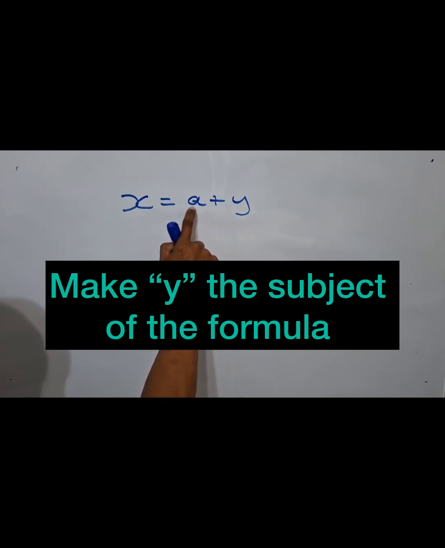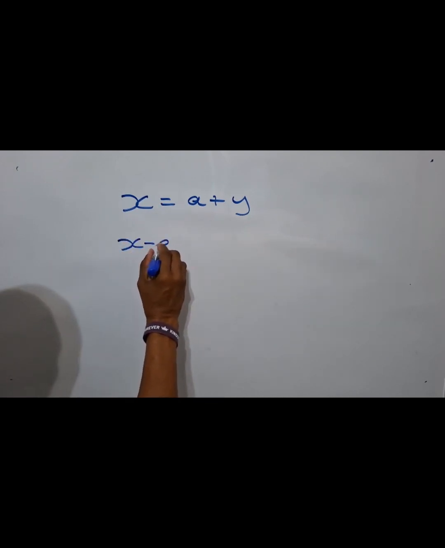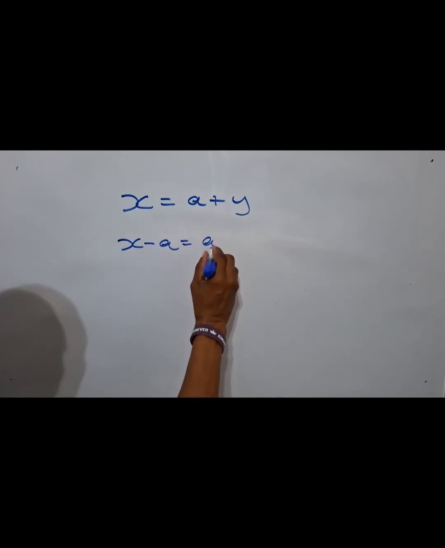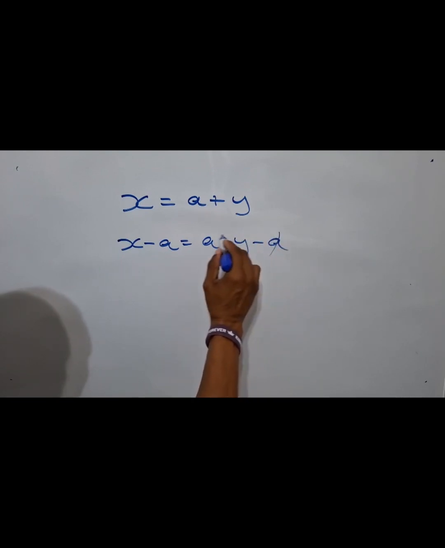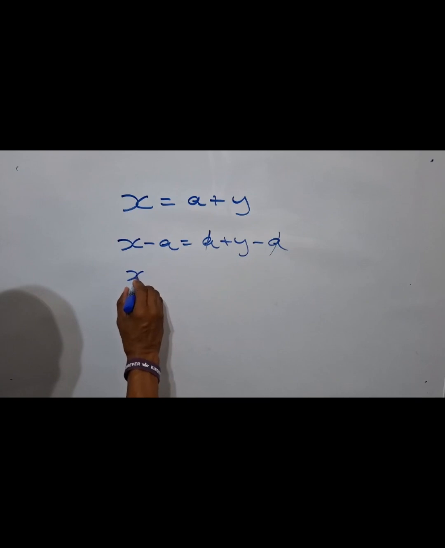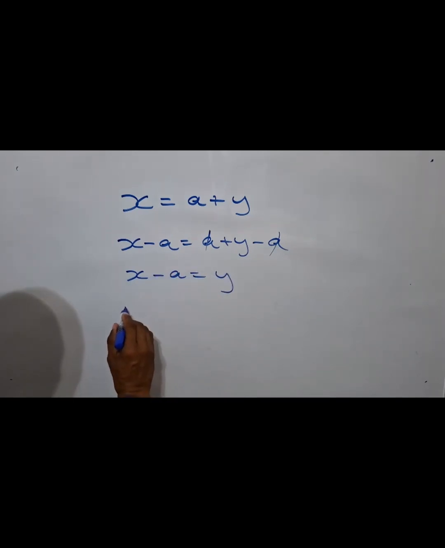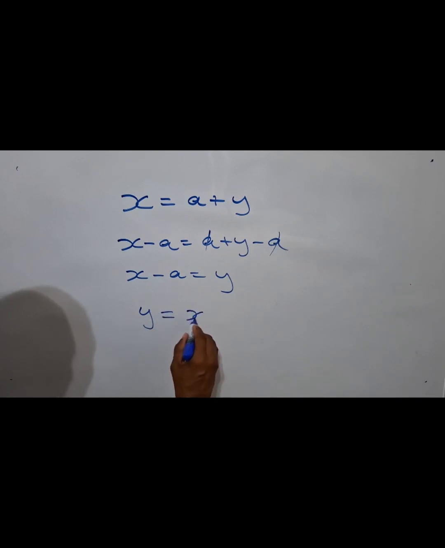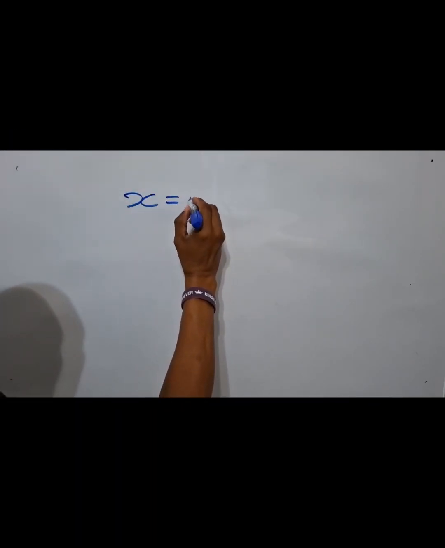This time we are doing addition. How do we get rid of that a? We do the opposite of what that a is, which is take away a from both sides of the equation. Remember, that's a positive a, so to get rid of it, we have to minus. Okay, so we have x minus a is equals to y. Same thing as saying y is equals to x minus a. Whatever is happening and we want to get rid of it, we do the opposite.